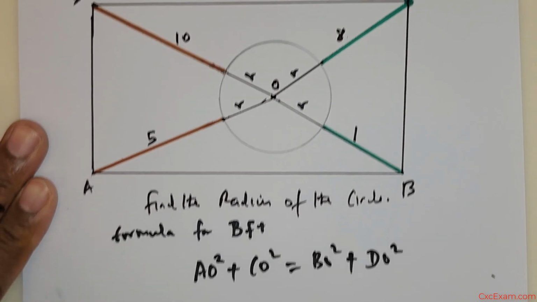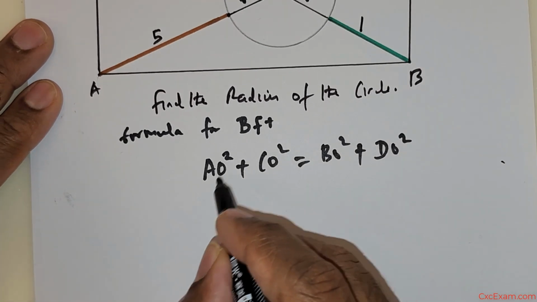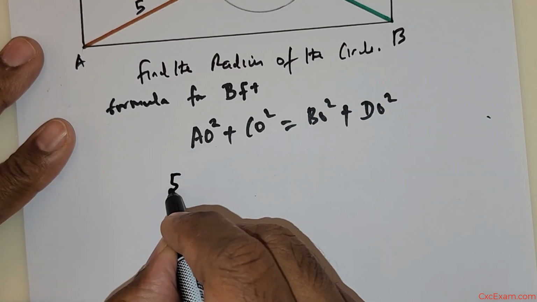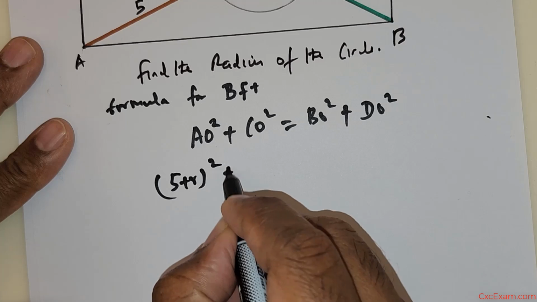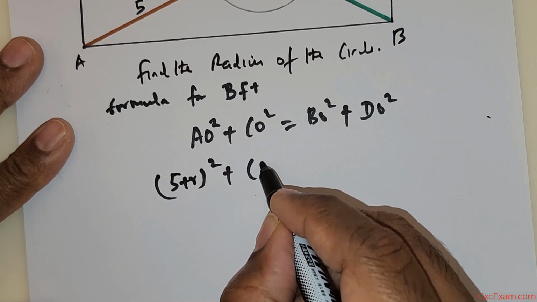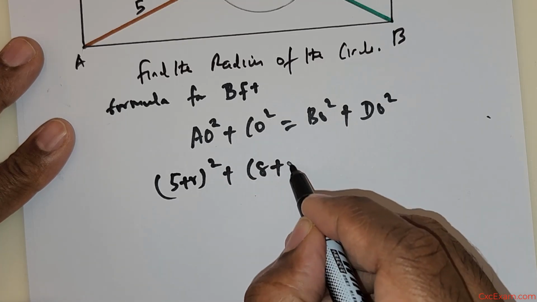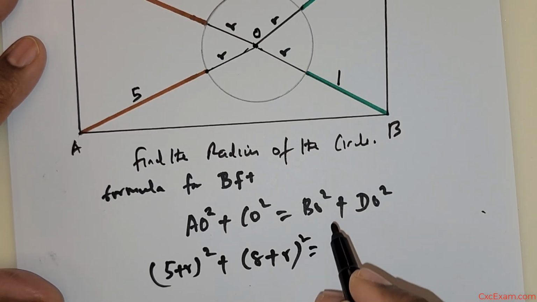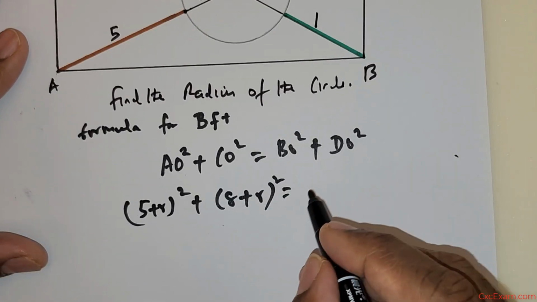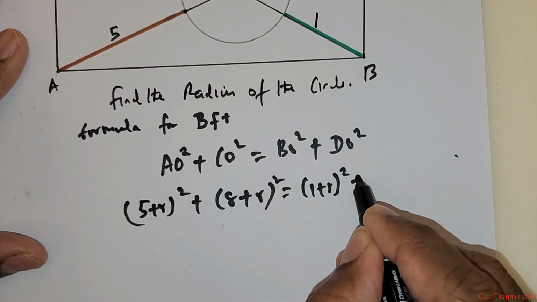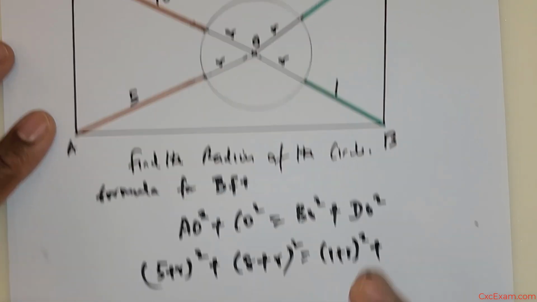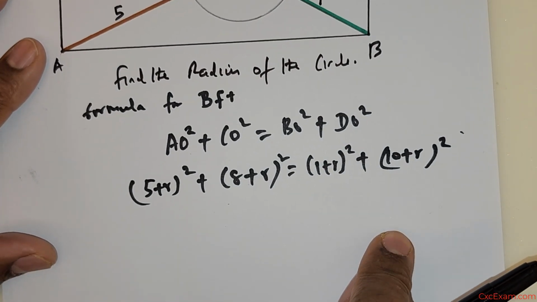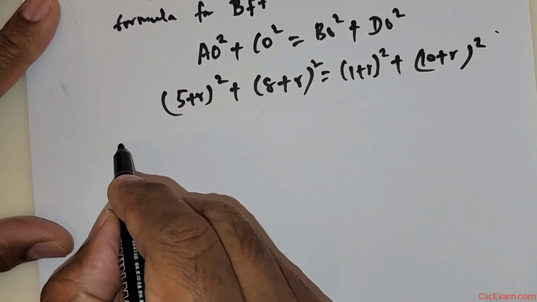Okay, having given you the formula, if I were to write AO, it's going to be 5 plus R. So (5 + R) squared plus CO, which is (8 + R) squared, is equal to BO, (1 + R) squared, plus DO, (10 + R) squared. So we will have to expand and solve this.